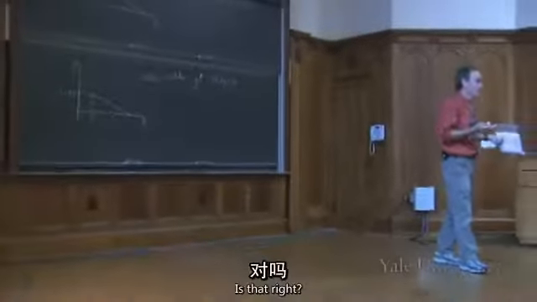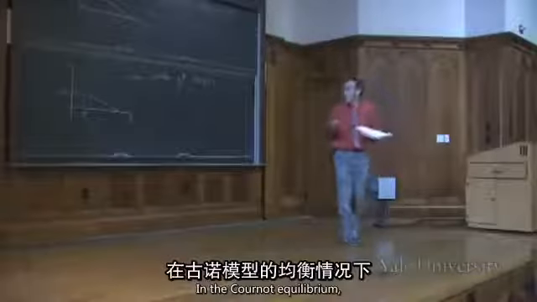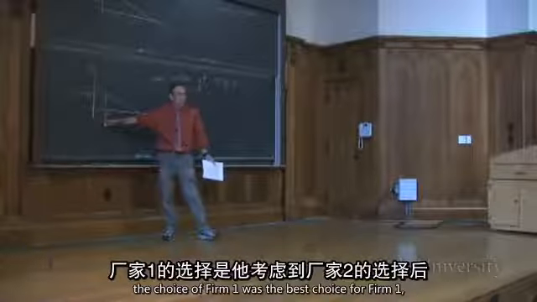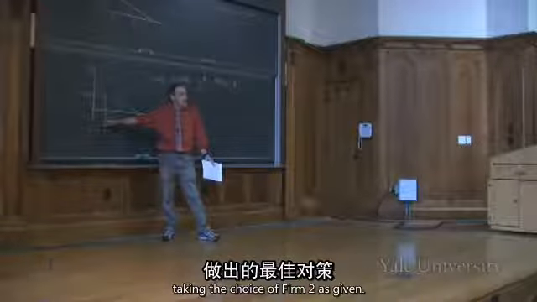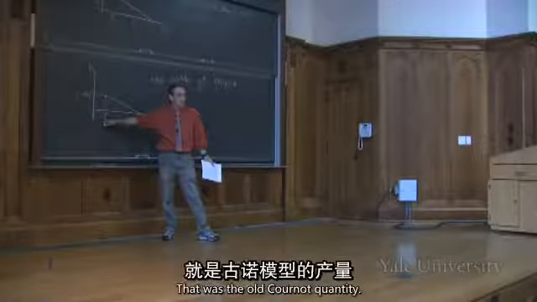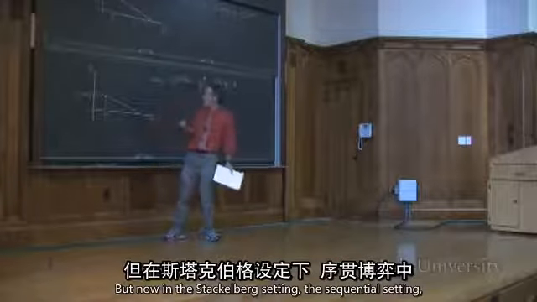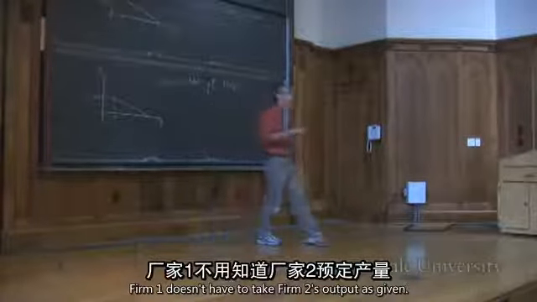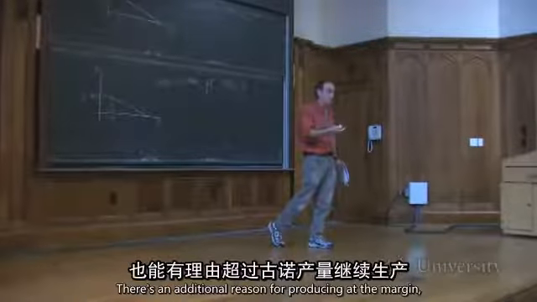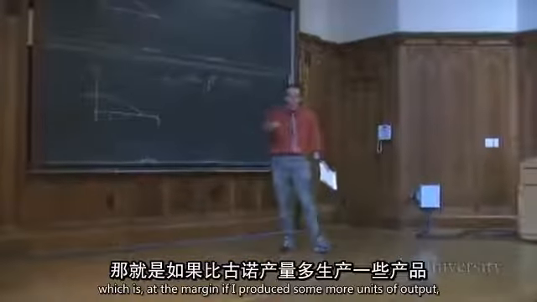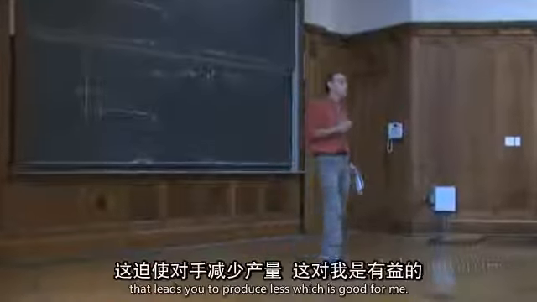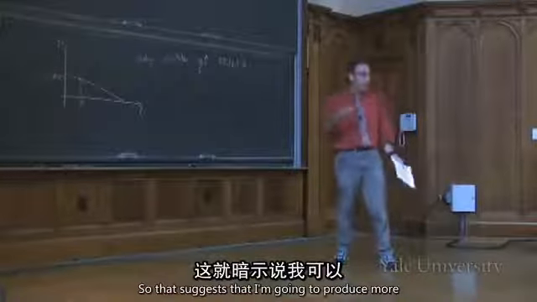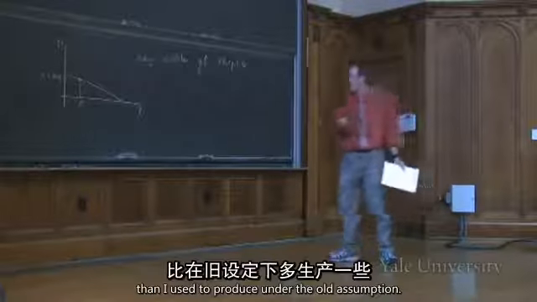Is that right? So let's just think it through again. In the Cournot equilibrium, the choice of firm 1 was the best choice for firm 1, taking the choice of firm 2 as given. And that was the old Cournot quantity. But now we're in this Stackelberg setting, this sequential setting. There's an additional feature. Firm 1 doesn't have to take firm 2's output as given. There's an additional reason for producing at the margin: if I produce some more units of output, that leads you to produce less, which is good for me. So that suggests that I'm going to produce more than I used to produce under the old assumption.